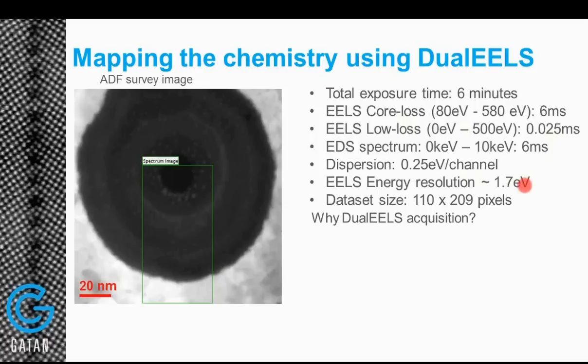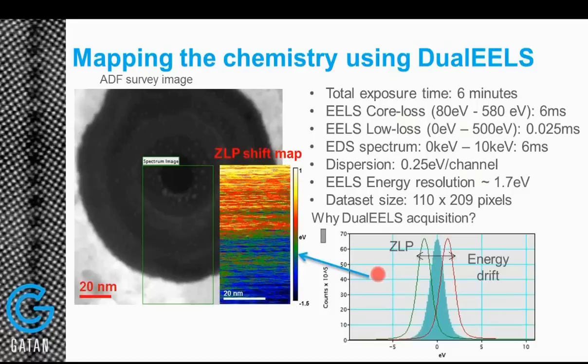Chemical analysis, and a good part of chemical analysis is looking at chemical shift. In this particular case, we could see a big energy drift across the entire area. We have about 2 eV energy drift, and when you want to map a chemical shift, it's very important to remove all the effect of energy drift, basically system instabilities. This is why we use dual EELS.